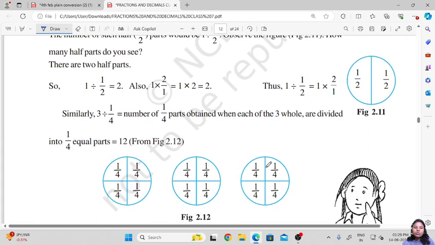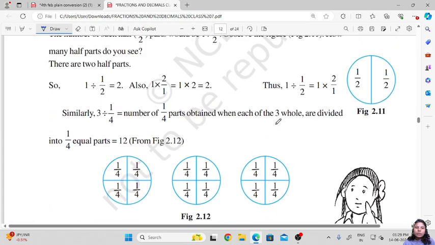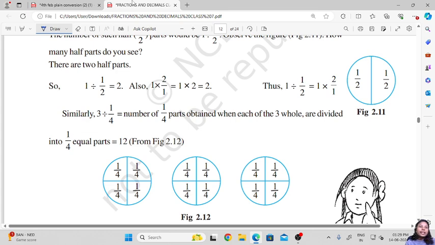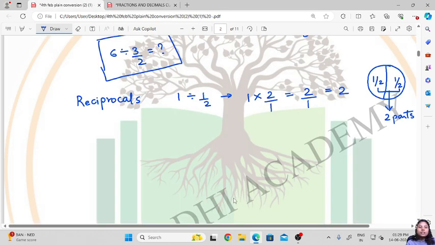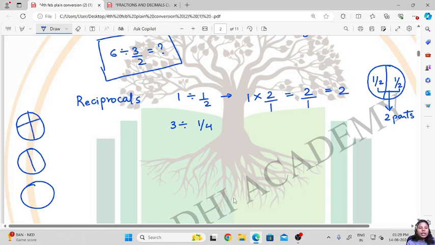So now let's move ahead. Another example is that you have to divide 3 by 1 by 4. What they are saying is, 1, 2 and 3, so 3 circles are there and each of them has 4 parts. So how much will you get here? First we take the reciprocal.